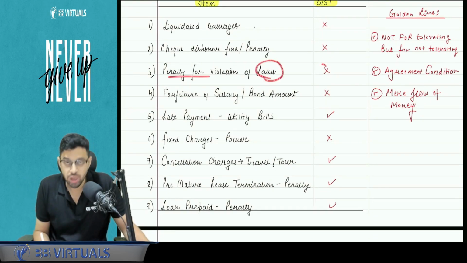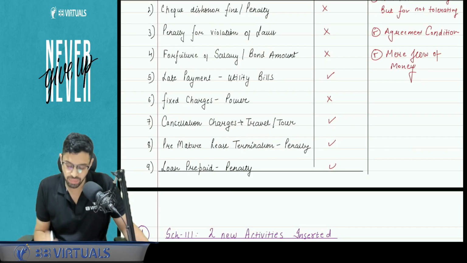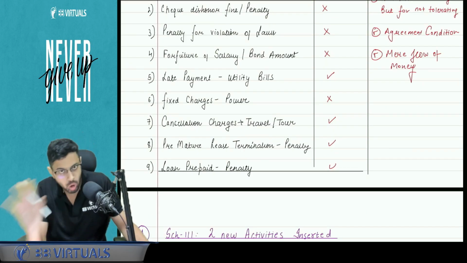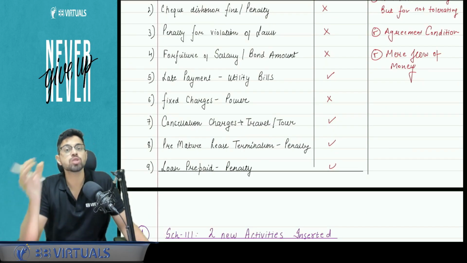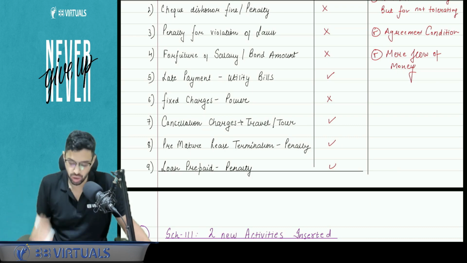Penalty for violation of laws, same reasoning, not under GST. This is not toleration. Government does not tolerate you violating. The penalty is to discourage you from committing any contravention.